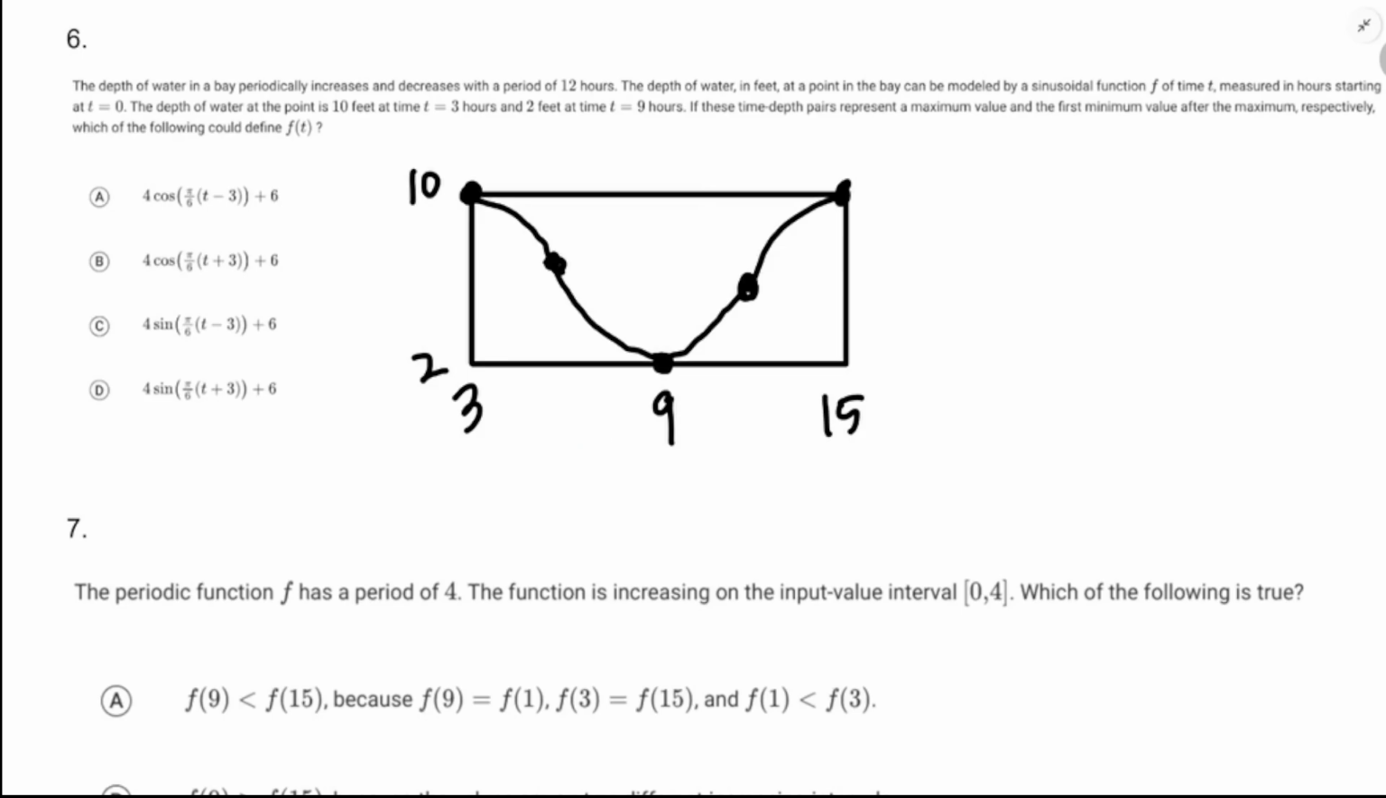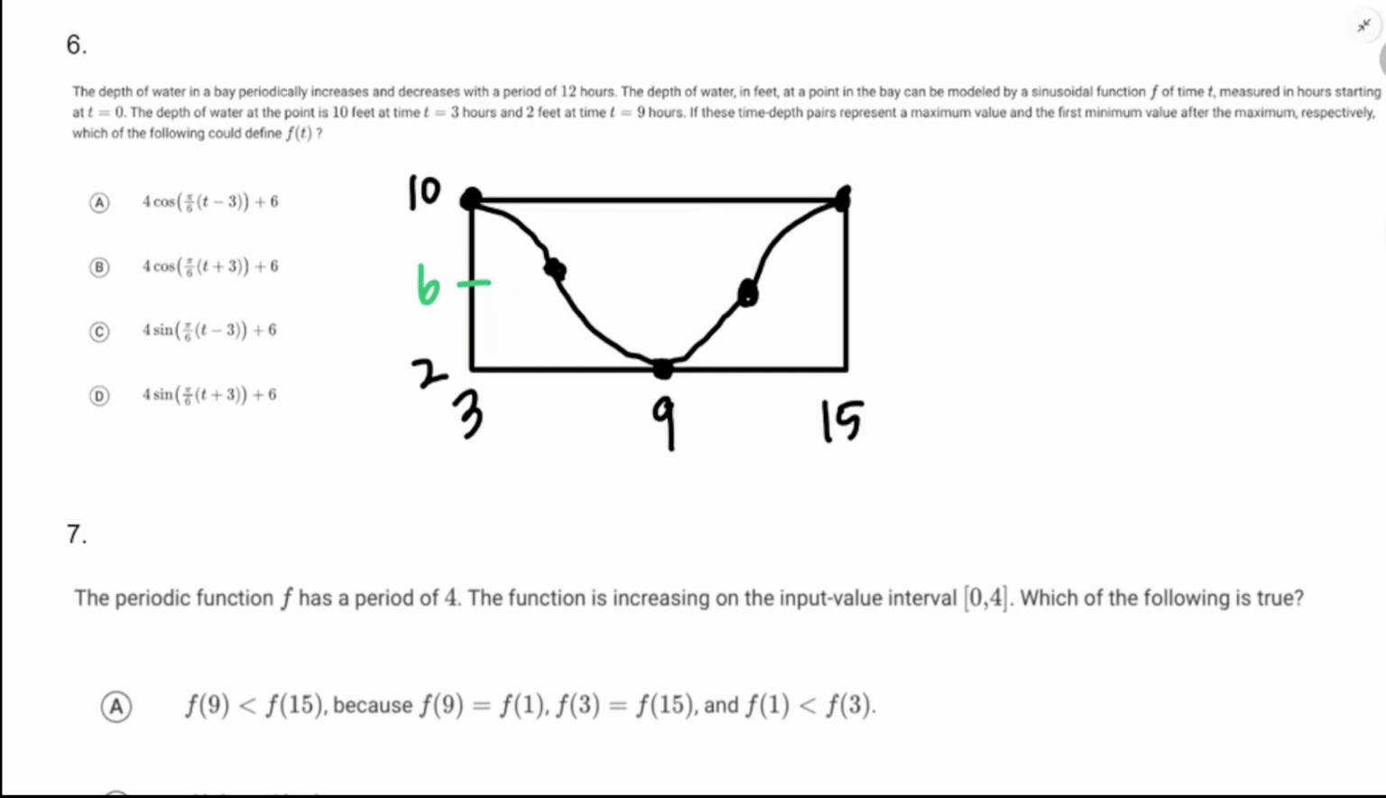Okay, so the midline here, halfway between 2 and 10, is going to be 6. And so that doesn't really help at all because all 4 of these had 6 as the midline. All right, then I think about the amplitude, and that's how far up or down I'm allowed to go, and that's going to be 4, and that doesn't really help me either. Now, I think, I'm starting at a maximum. That makes me think, hopefully can work with cosine.